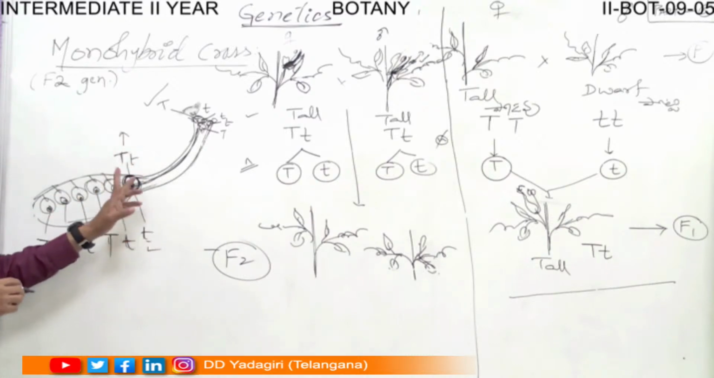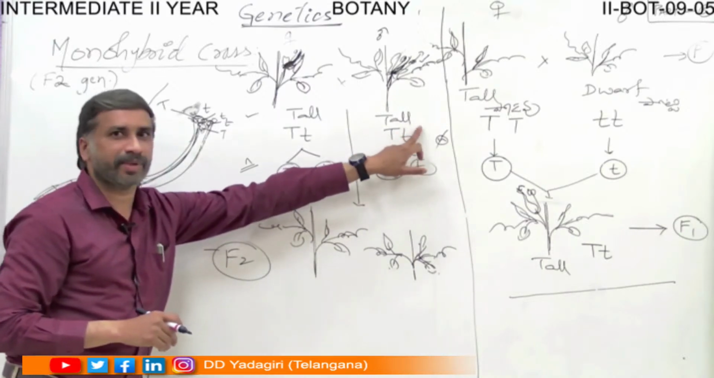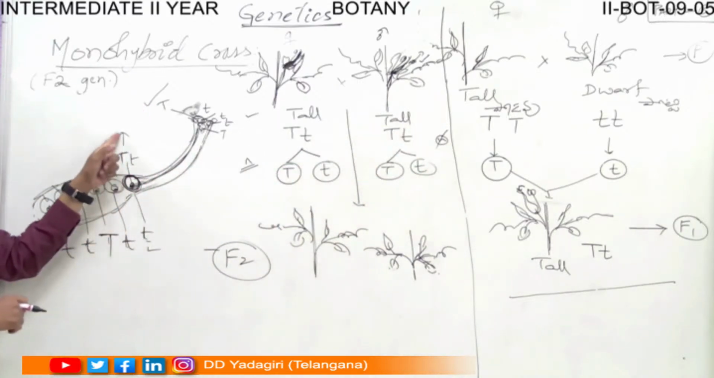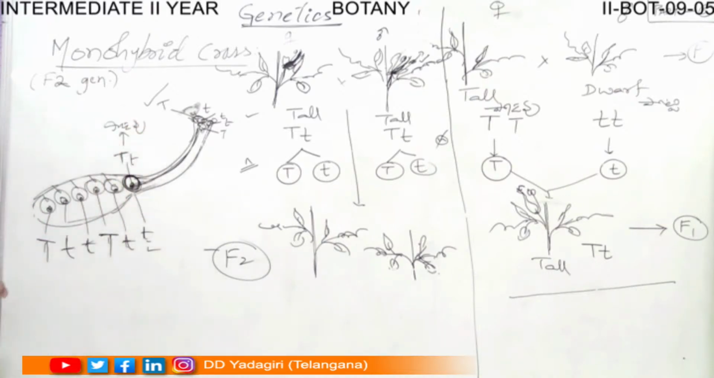సిన్స్ ఇట్ కన్సిస్టింగ్ ఆఫ్ క్యాపిటల్ T అండ్ క్యాపిటల్ T. When it is capital T and capital T, what is the external appearance? Tallness. So ఈ మొక్క ఏమవుతుంది? పొడవు మొక్కగా డెవలప్ అవుతుంది.